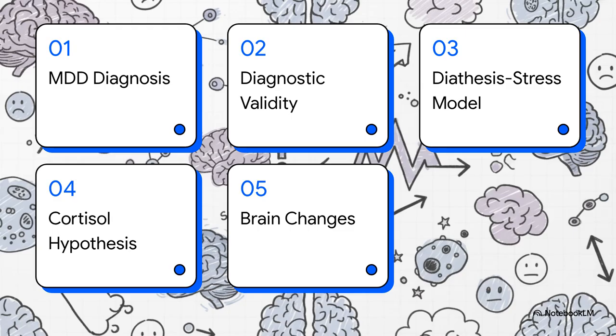Okay, so here is our game plan for today. We'll cover the diagnosis of major depressive disorder, the challenges with diagnostic validity, the diathesis stress model, the cortisol hypothesis, and finally, how cortisol physically changes the brain.